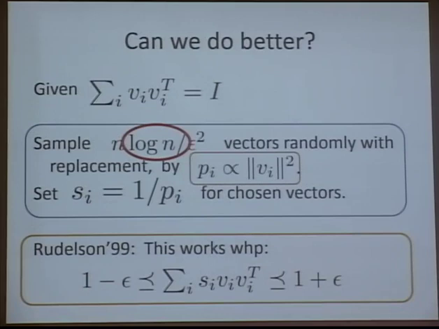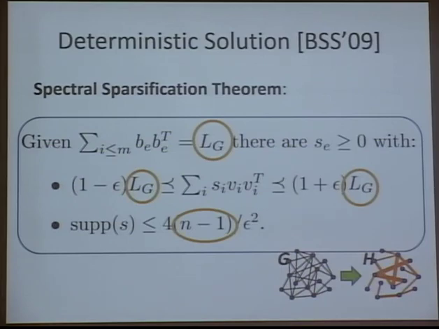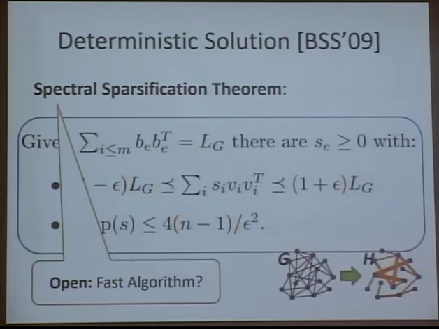Okay, so I just want to mention that actually, if you don't care about running time, you can even remove this log n factor. So there's a deterministic algorithm due to Batson, Spielman, and myself, which gets 4n over epsilon squared. But it's mn cubed or something like that. So, a special case of this is the Laplacian, but one question is, can you do it in any kind of reasonable running time?